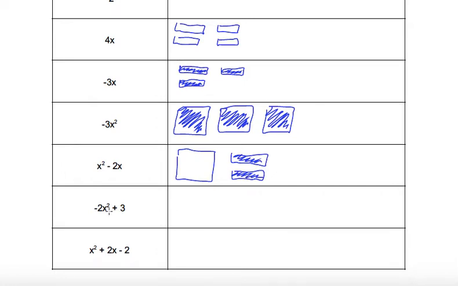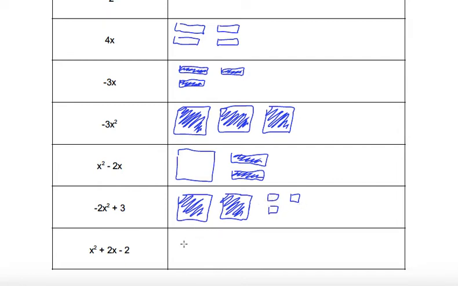For my next one, I have -2x squared. So I have 2 large squares shaded in. Those are my x squareds, and those are negatives. And I have 3 little squares, and these are positive, so I don't need to shade those in. So -2x squared plus 3.